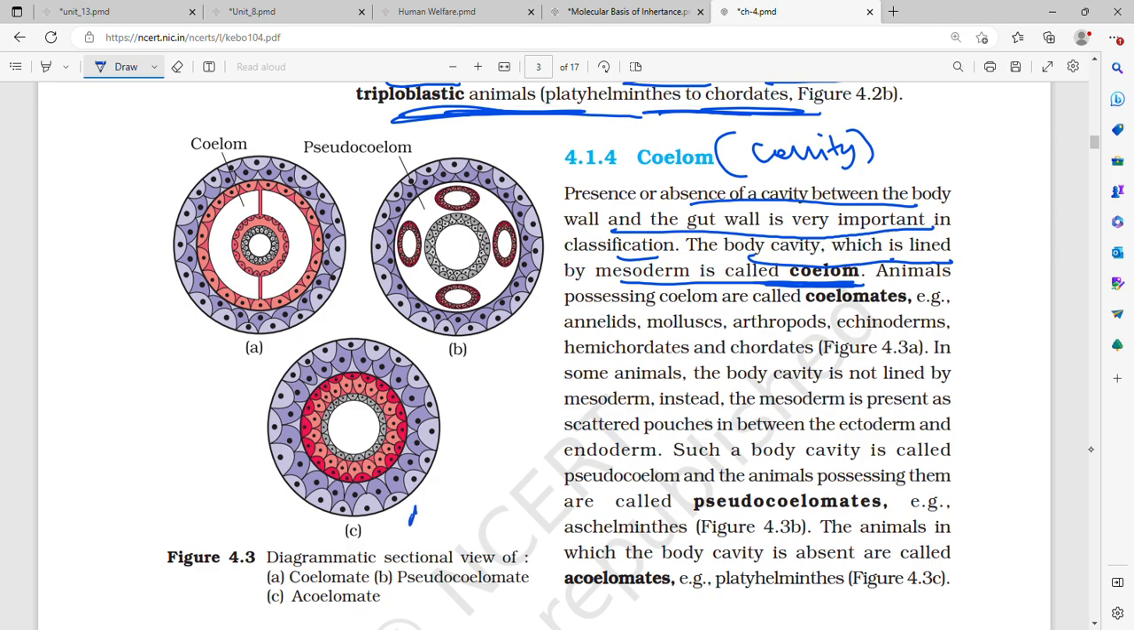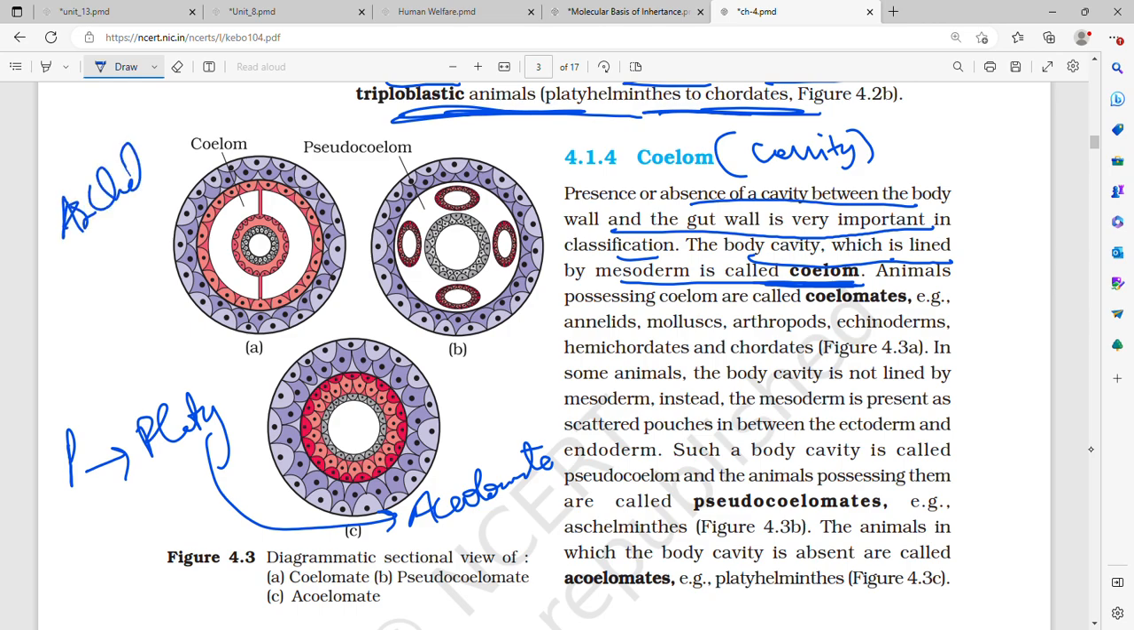So these are acoelomates. There is no cavity, so acoelomate. So from Porifera till Platyhelminthes, all of them are acoelomates. Your Aschelminthes alone is a pseudocoelomate, wherein the coelom is present in patches. After Aschelminthes, from Annelida till Chordata, all of them are coelomates. So Annelida, Mollusca, Arthropoda, Echinodermata, Hemichordata and Chordata, all of them are coelomates, that is they possess a true coelom. They are also called eucoelomate.